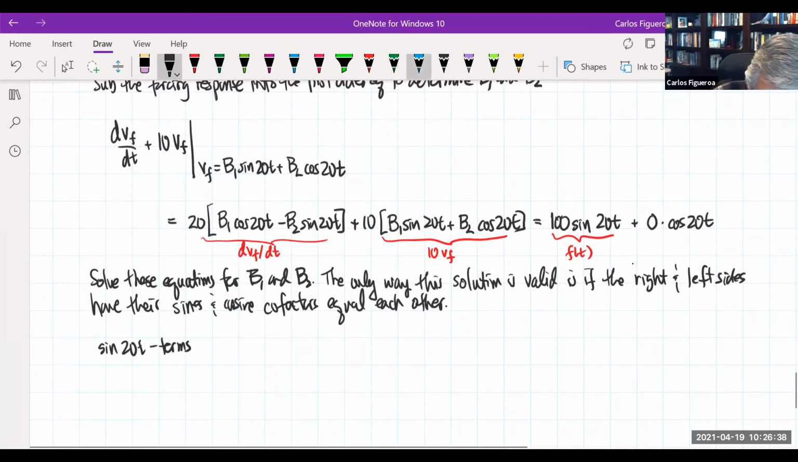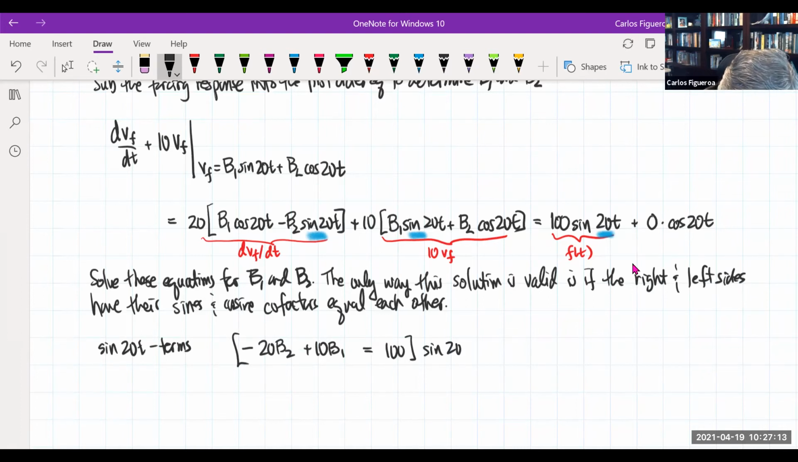Let's go do that. Here's a sine, here's a sine, here's a sine. The first term is going to be minus 20 B2. The second term gives me plus 10 B1. And my right-hand side tells me it must be 100, multiplying the sine of 20t.